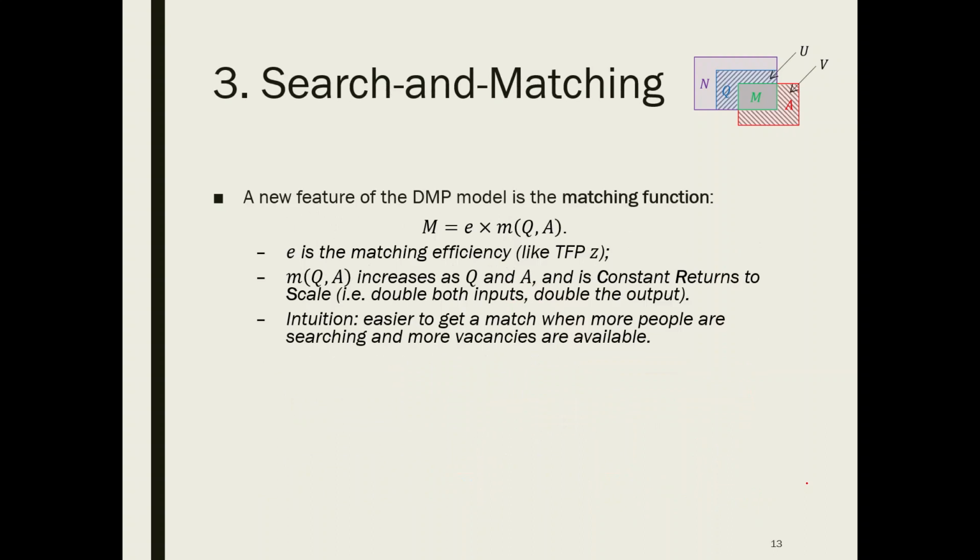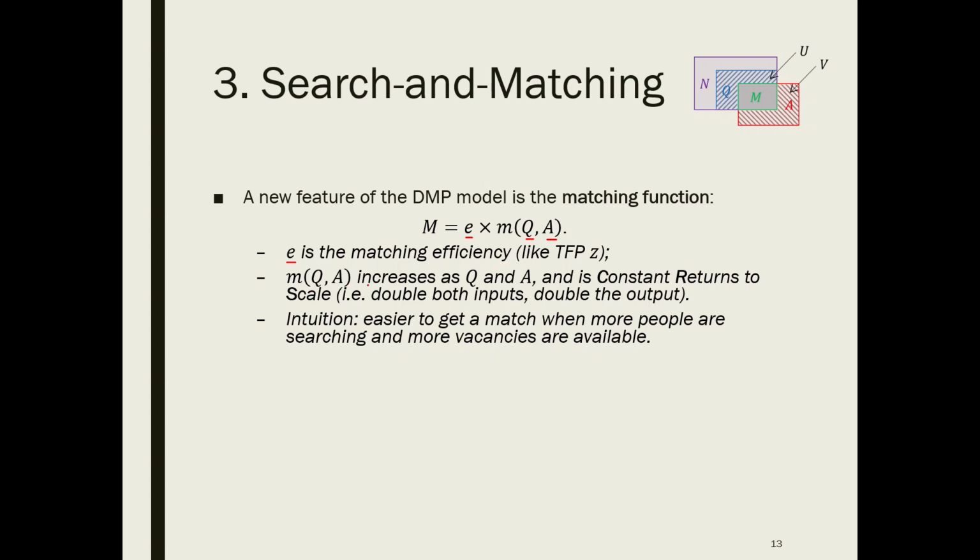The third building block of the DMP model is new. Since there is asymmetric information in the market, search and matching is not frictionlessly done. The number of matches is a function of three variables: E, Q, and A. E is the matching efficiency, just like Z in the production function. It measures the overall efficiency of matching the supply and demand sides of the labor market. It depends on technological progress like the internet and big data technology.